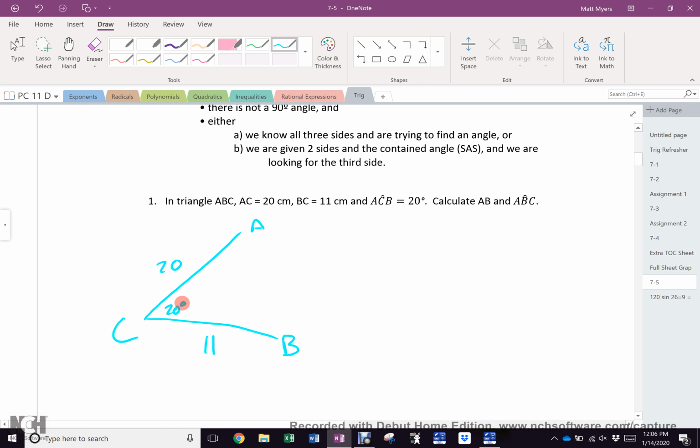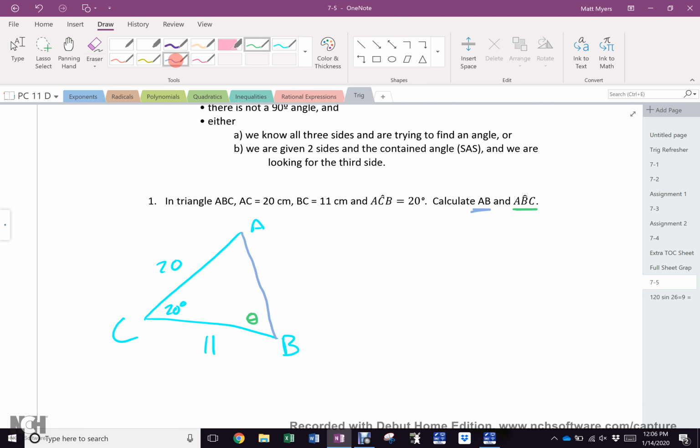Everybody agree? I want to know AB, which we'll do in this color blue. And I want to know angle ABC, right here. I want that angle. I'll put a theta in there. So what are we going to use? Obviously, it's the cosine law page. We're going to do cosine law, right?